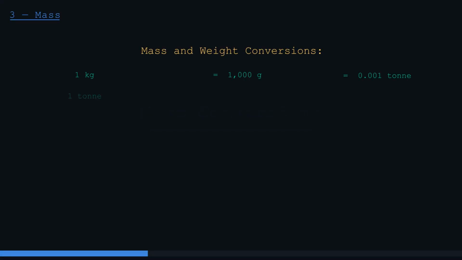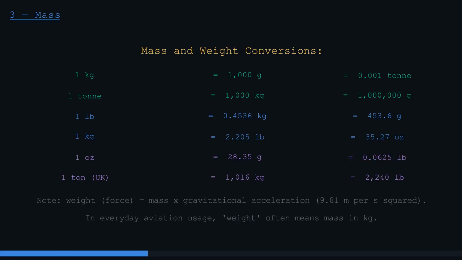For mass, 1 kilogram equals 1,000 grams. 1 pound equals 0.4536 kilograms. 1 kilogram equals 2.205 pounds. Note that in aviation, weight and mass are often used interchangeably, but strictly speaking, weight is a force equal to mass times 9.81 meters per second squared.